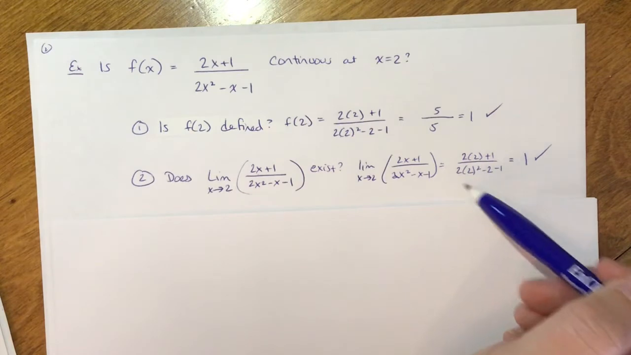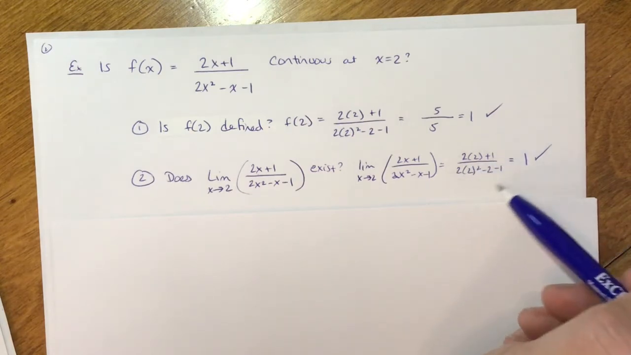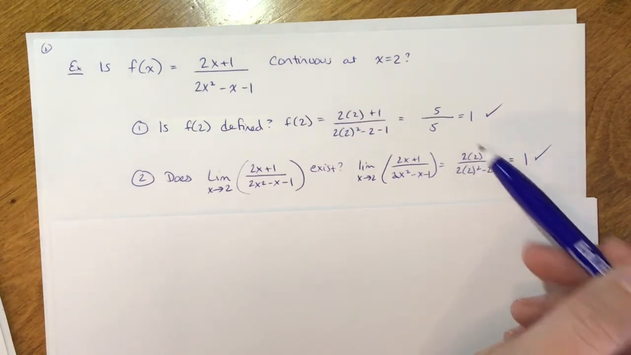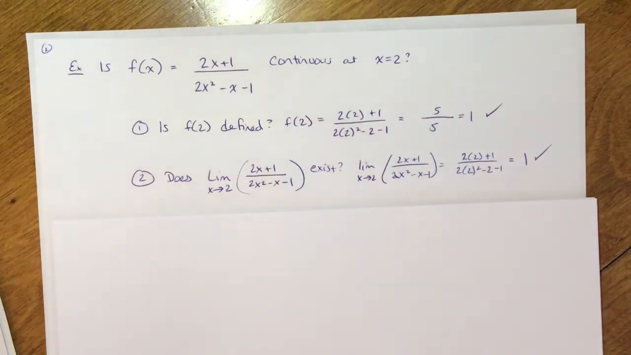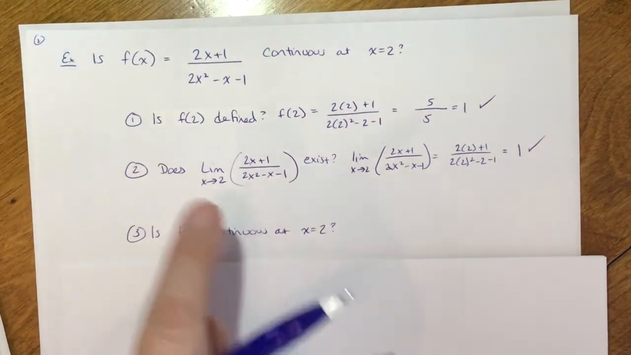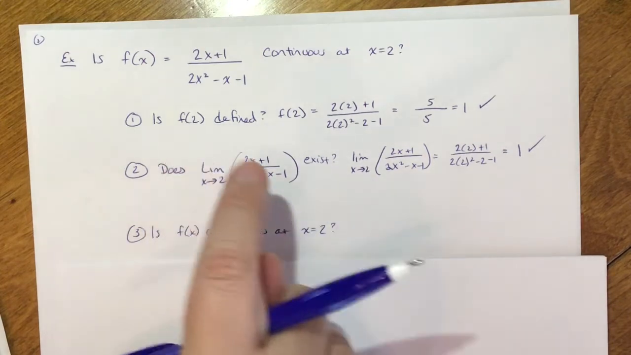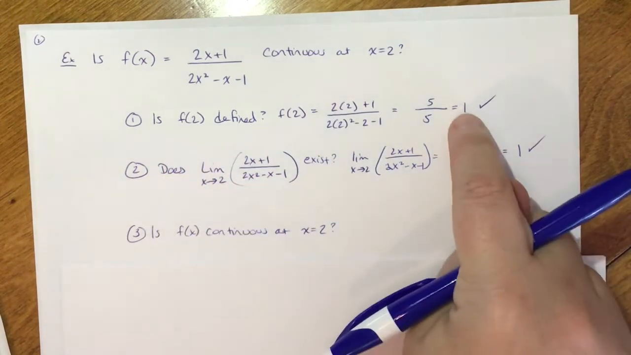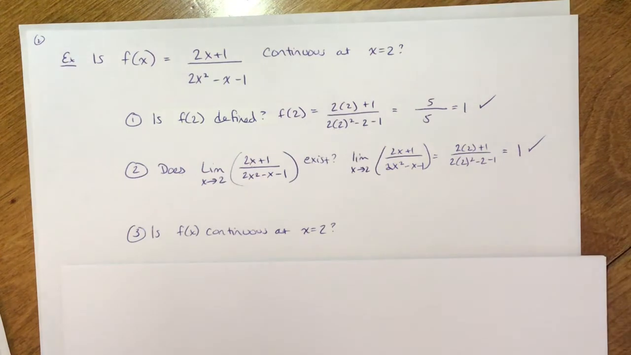Now, fortunately, we were able to do that by direct substitution, which is the easiest way, but it does mean that it looks a lot like that step above it. So my third check is: is it continuous? Well, it's continuous if f of 2 is the same value as the limit. And it is, we got 1 here and we got 1 here, so it is continuous.